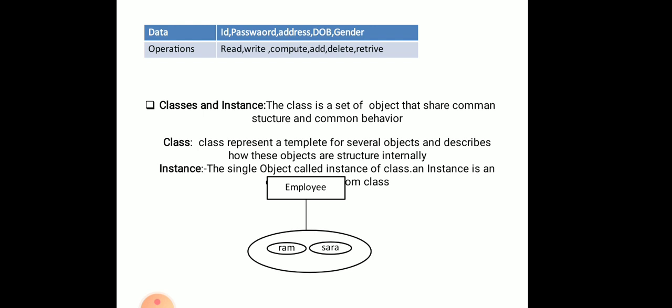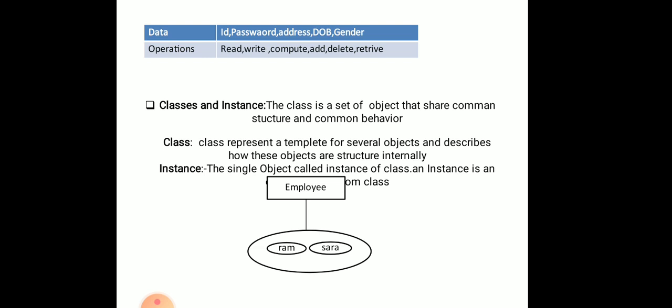Next, classes and instances. A class is a set of objects that share common structure and common behavior. A class represents a template of several objects and describes how these objects are structured internally. Simply, class means a template that has several objects. And what does the class describe? The class describes the internal structure of the object.